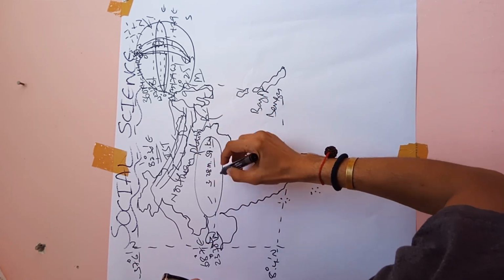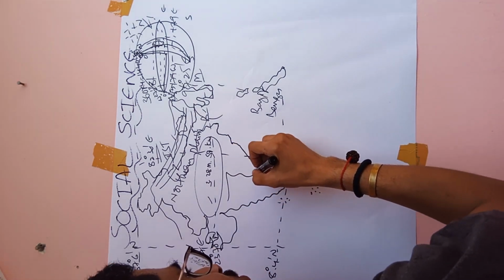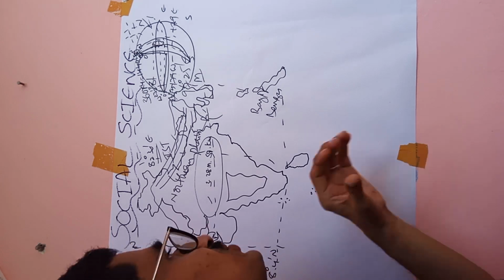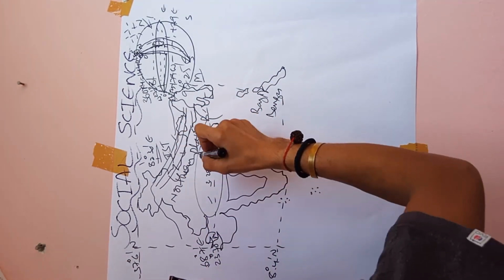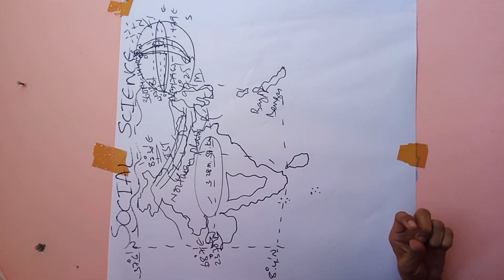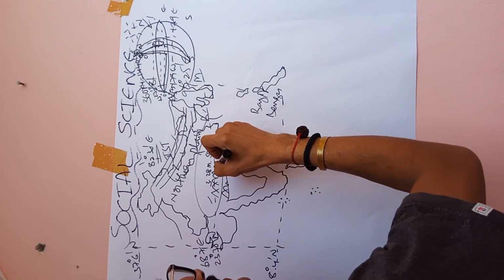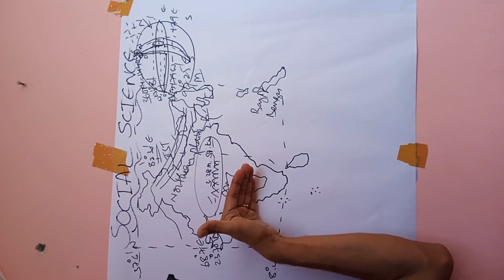Malwa Plateau, Chota Nagpur Plateau, and Deccan Plateau, the largest plateau. Actually, this is the peninsular plateau. This peninsular plateau is divided into Central Highlands and Deccan Plateau. Here, the Vindhya range is there, and the Satpura range. This Vindhyachal is dividing our country into two, north and south.